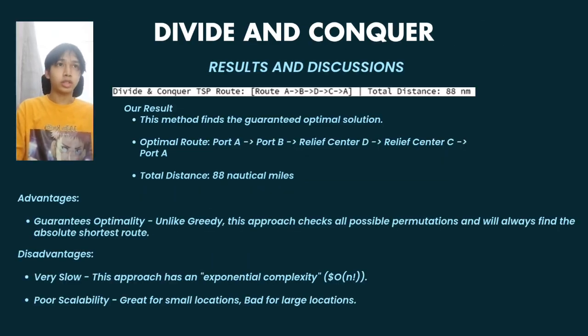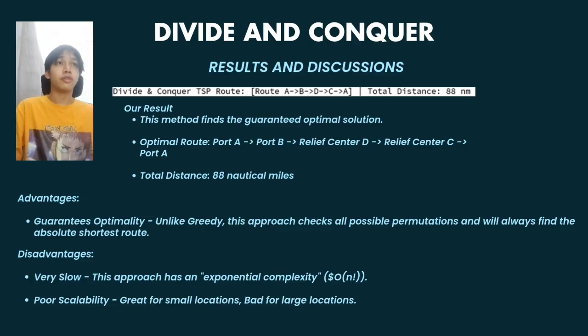Lastly, for divide and conquer, the results and discussion. From our results, this method finds the guaranteed optimal solution. The optimal route is from port A to port B, to relief center D, to relief center C, then port A. The total distance of the route is 88 nautical miles.